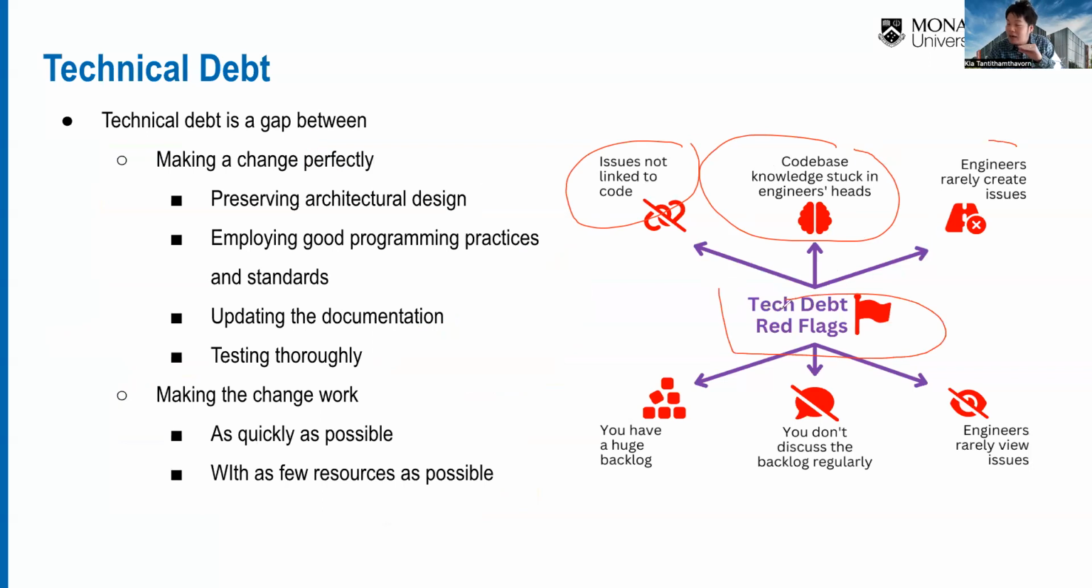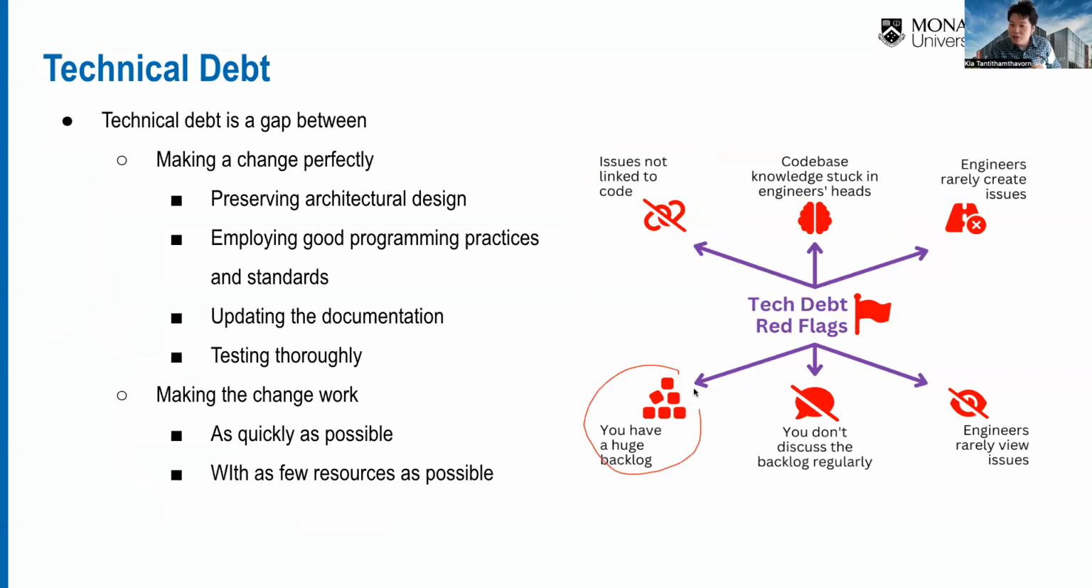Okay, what are the typical causes of technical debt? Technical debt often starts to happen when, for example, you have a huge backlog. You have a lot of tasks to do, but you cannot do everything, so you just make something quick and make it work as soon as possible. You don't discuss the backlog regularly. You don't have a stand-up meeting with your team. Then that's a sign of introducing technical debt.